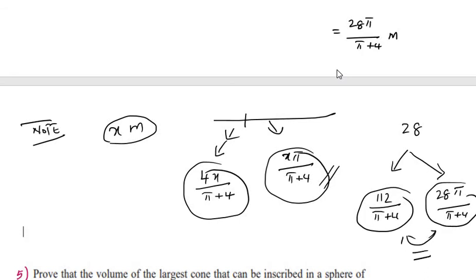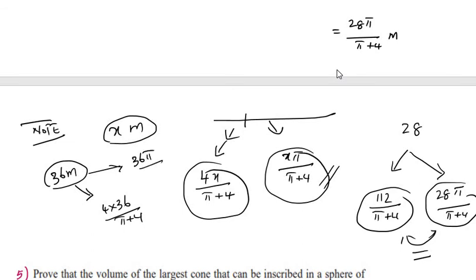Understood? Any time, even in the book, if I have some other problem, suppose the length of the wire is 36 meter. The wire is cut into two pieces. The length of the wire made into a square is 4 into 36 by pi plus 4. This is the answer. And similarly, the length of the wire made into a circle is 36 pi by pi plus 4. This is the answer. Understood? Therefore, you can easily remember this one.